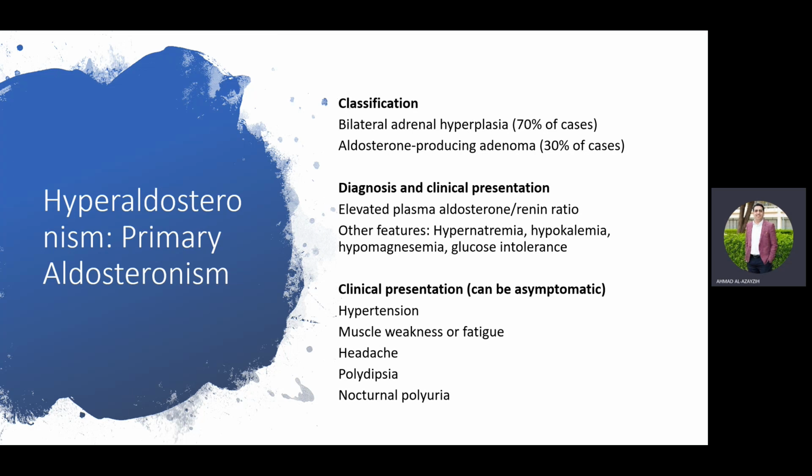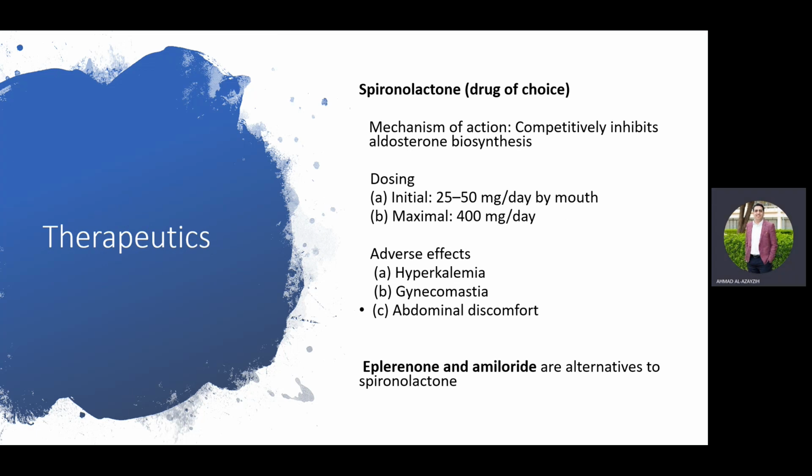So the patient will suffer due to the increase of aldosterone level in the blood: hypernatremia because it is associated with sodium retention, hypokalemia, hypermagnesemia, glucose intolerance. So it will lead to hypertension, muscle weakness, polydipsia, etc. How do we treat? In general, we can give spironolactone because it's considered an aldosterone antagonist, which is a diuretic, by the way, a potassium sparing diuretic. In this case, eplerenone, amiloride, other potassium sparing diuretics could be given for primary hyperaldosteronism. As simple as that.